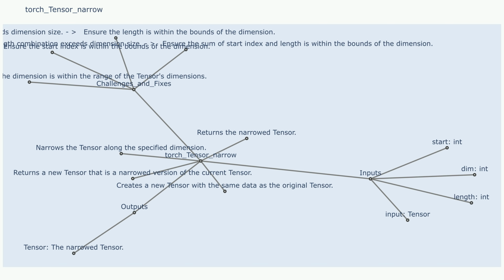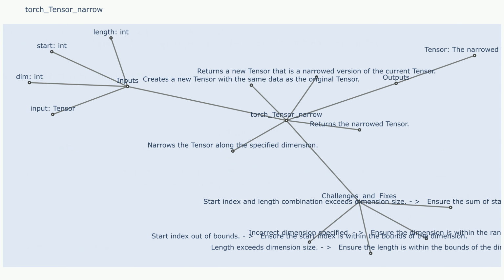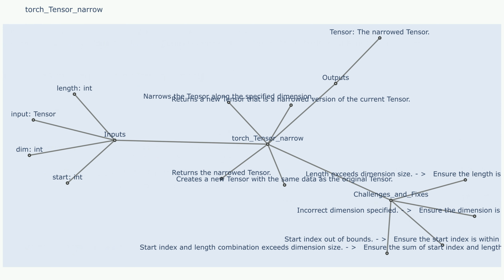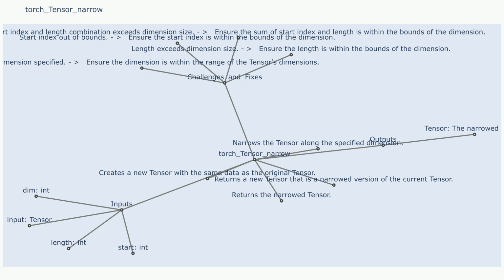torch.Tensor.narrow. Description: the torch narrow function extracts a contiguous subtensor from the input tensor based on the specified dimension, start index, and length. It effectively creates a view into the original tensor, allowing you to access a specific portion without creating a copy. Inputs. Input 1: input, the input tensor from which to extract the subtensor. Input 2: dim, the dimension along which to extract the subtensor, e.g. 0 for rows, 1 for columns.